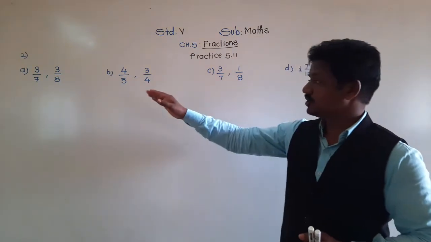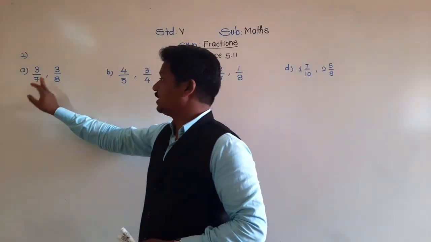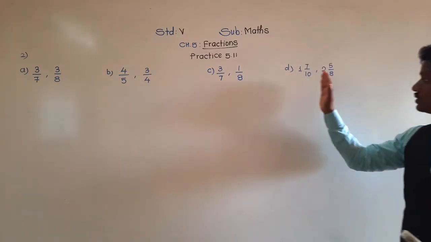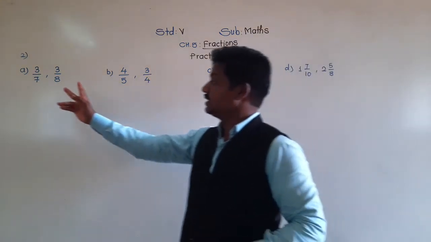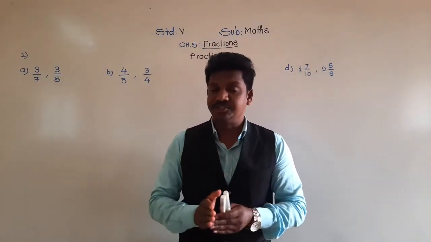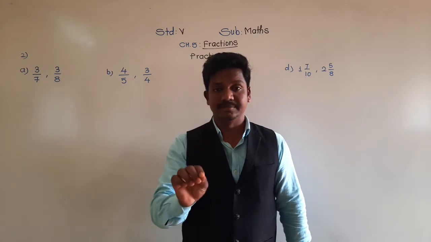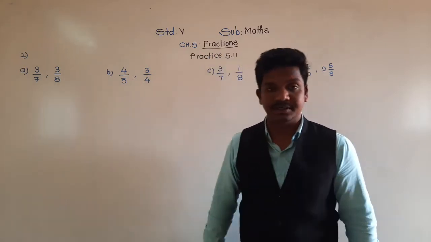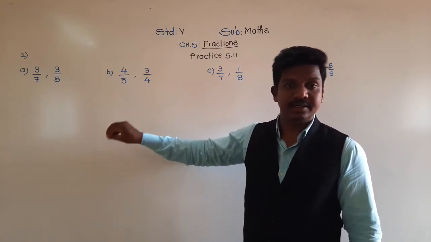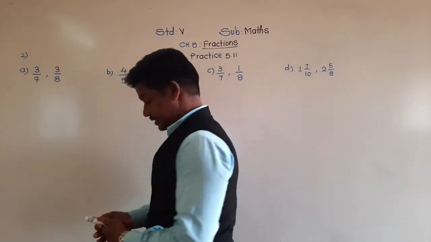See now, second question. Find the sum of the following. First one, 3 upon 7 and 3 upon 8. Second one is 4 upon 5, 3 upon 4. So if you observe all these examples, their denominators are not same. They are different. And you know, to add the fractions, we want their denominators equal, same. Otherwise, we cannot add their numerators. Understood? When can we add the numerators of the fractions? Only when their denominators are same. Otherwise, no.